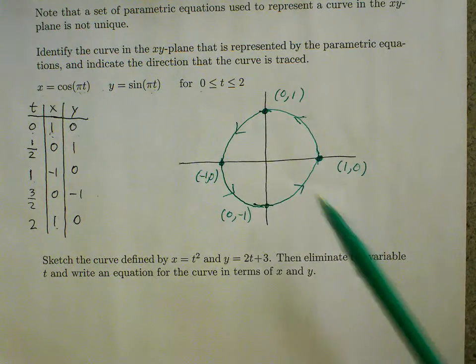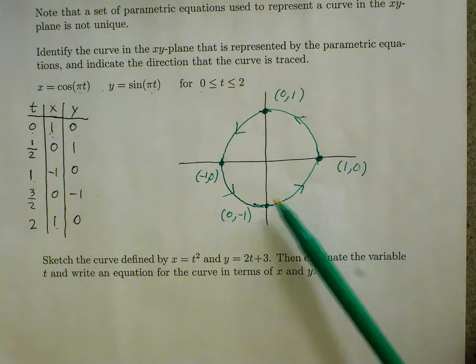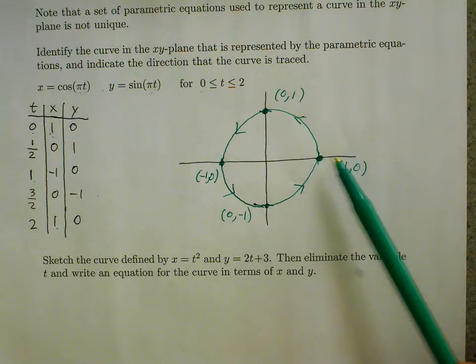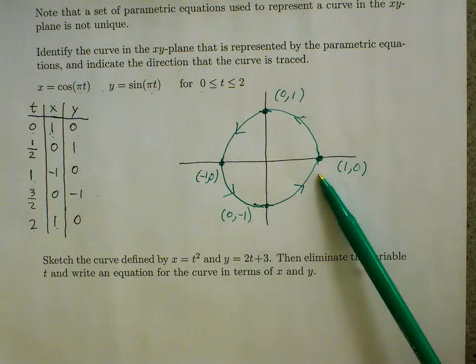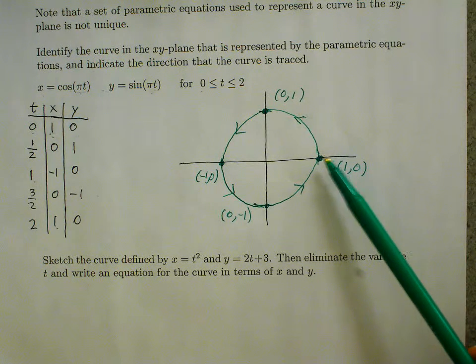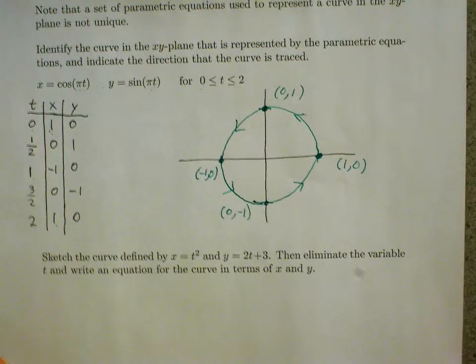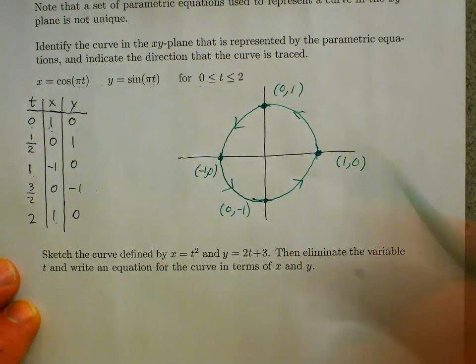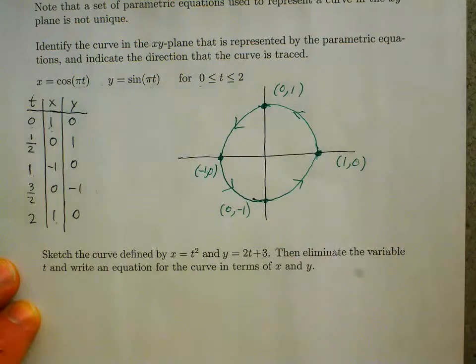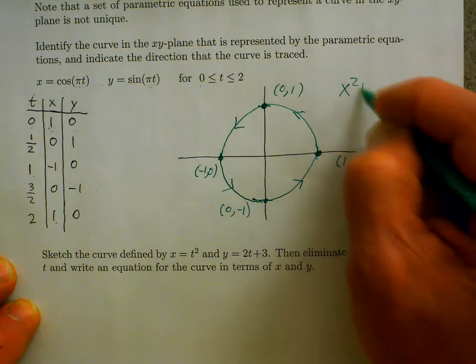Okay, but this is the same circle that we got with the previous parametric equations. We had a different starting point or initial point. And in the other example, the orientation was clockwise. This time it's counterclockwise. When you convert to Cartesian coordinates, you still get x squared plus y squared equals 1.